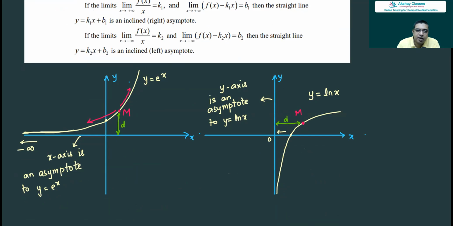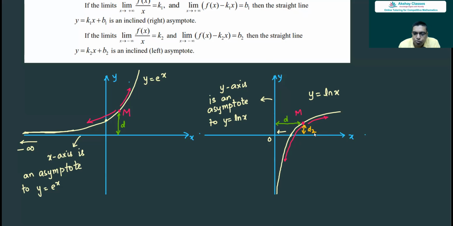This will be d. Now, if m moves away like this, the distance keeps increasing, but if m goes downwards like this, then the distance between m and the y-axis approaches 0. So the y-axis becomes the asymptote. But this phenomenon will not be valid for the x-axis, because for the x-axis, I will mark the distance in a different color. I will mark this as d2, the distance from the x-axis.